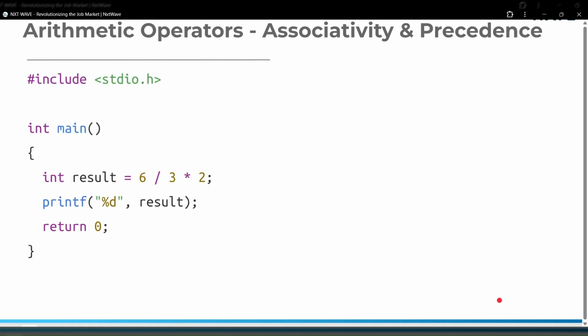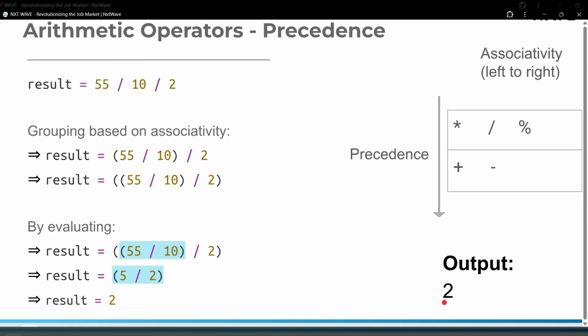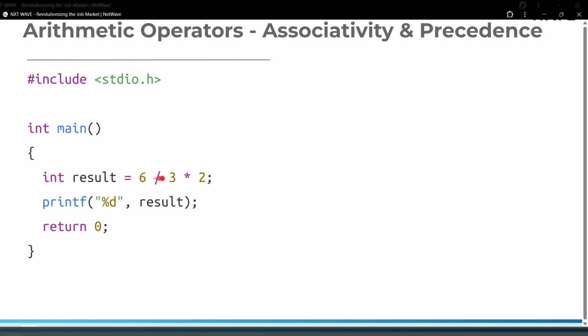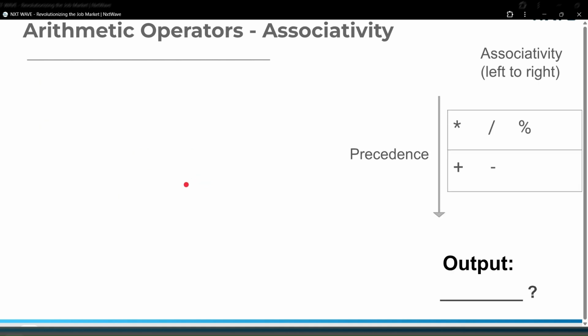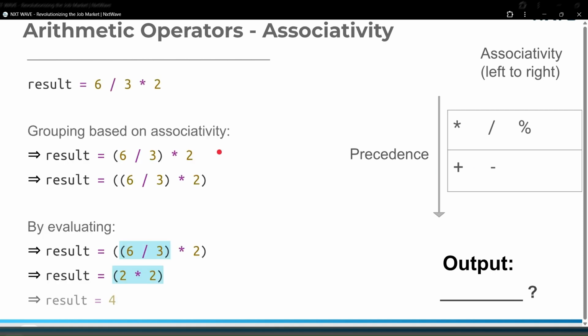See this, this is the program. 6 divided by 3 into 2, where the integer result is equal to 6 divided by 3 into 2. The order of preference is the associative property from left to right. If modulus is present, first of all we should solve the modulus, then division, then multiplication. In a similar way, first we do minus and second plus. So the output will be 4.